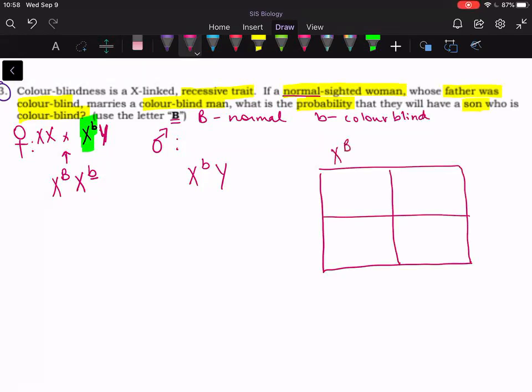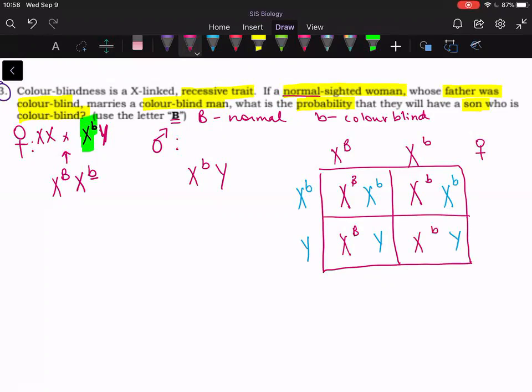Again, I always tend to put the female at the top, so I'm breaking apart her two gametes, and then the male at the bottom. And take a second, fill it out. And you should have something that looks like this.